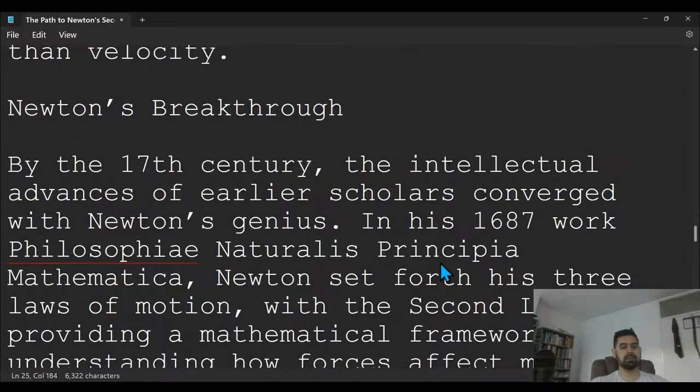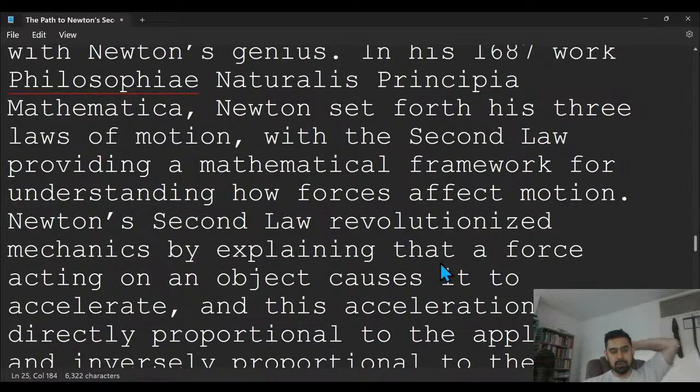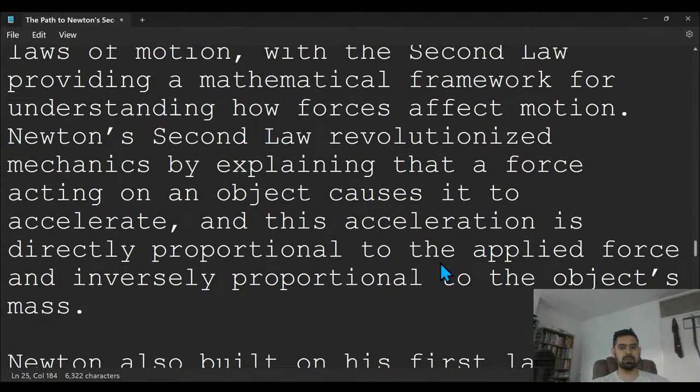Newton's breakthrough. By the 17th century, the intellectual advances of earlier scholars converged with Newton's genius. In his 1687 work, Philosophiae Naturalis Principia Mathematica, Newton set forth his three laws of motion, with the second law providing a mathematical framework for understanding how forces affect motion. Newton's second law revolutionized mechanics by explaining that a force acting on an object causes it to accelerate, and this acceleration is directly proportional to the applied force and inversely proportional to the object's mass.